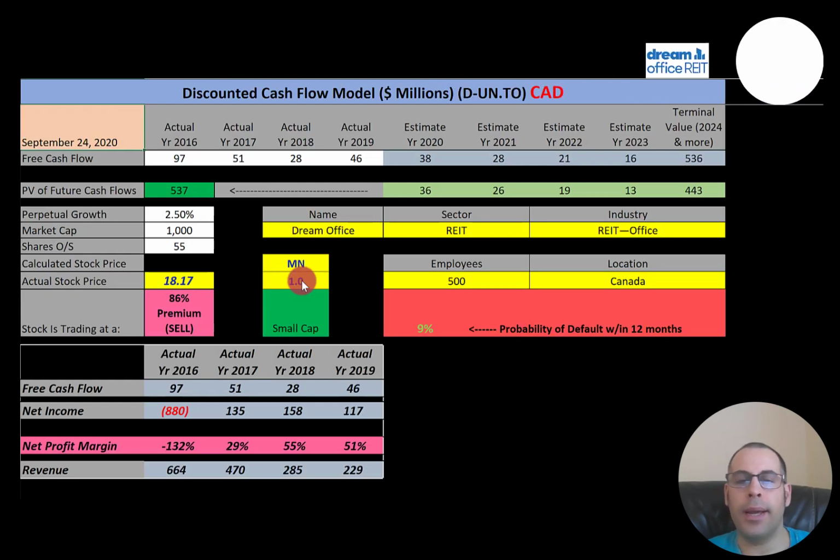The fourth REIT and a second Canadian REIT is Dream Office. This company owns high-quality office properties in major urban centers across Canada with a focus on Toronto. Let's get started with the model. This has a market cap of 1 billion Canadian dollars. They're trading at $18.17 a share.